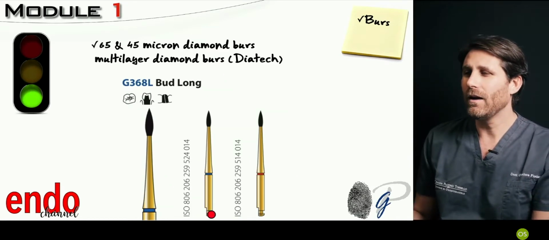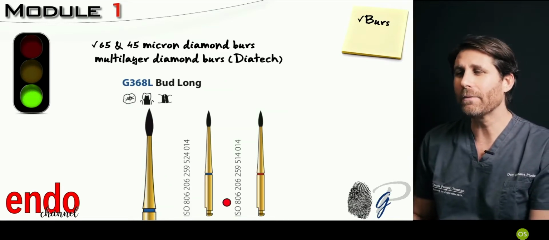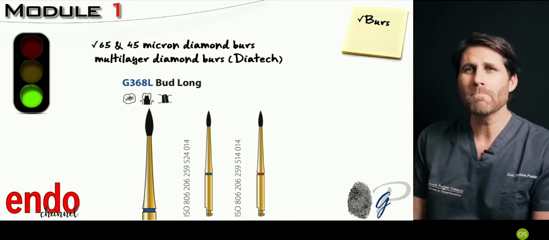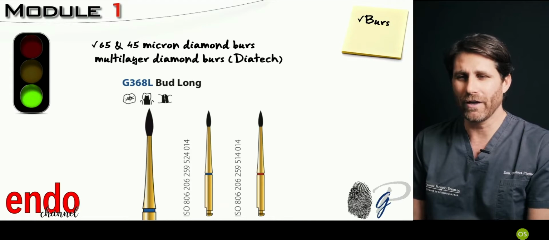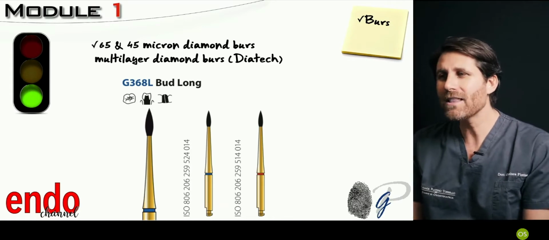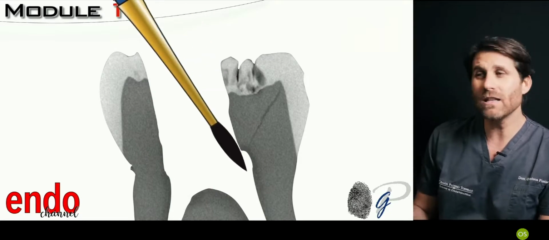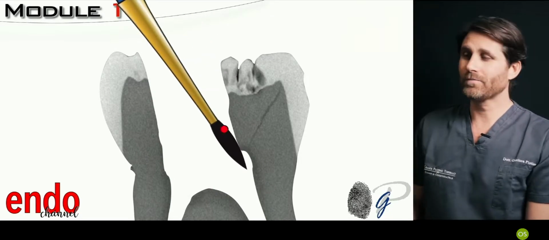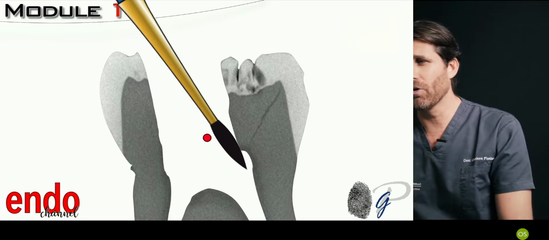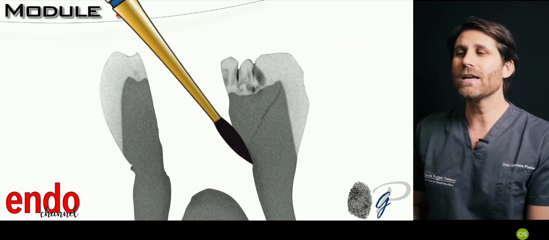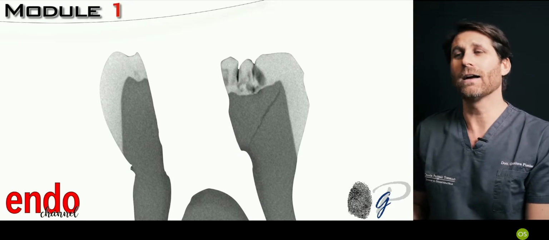Then I like to use these 65 and 45 micron diamond burrs, multi-layer, made for low speed handpieces to refine the pulp chamber. So with the diamond-coated tapered burr, I do everything. And to refine the pulp chamber, I use these flame burrs, as we have seen in the video before, to smooth the possible interference of the soffit and to smooth the possible interference in the coronal aspect.